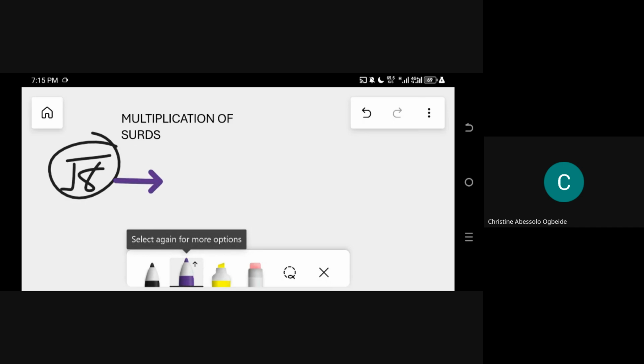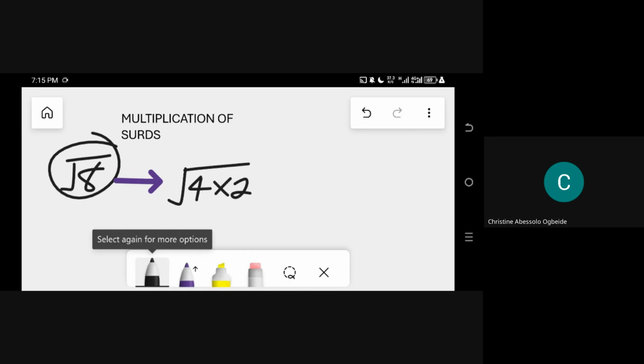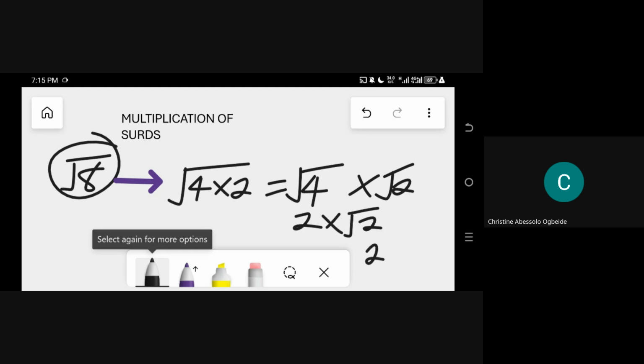When you simplify the square root of 8 further, you are supposed to have 4 times 2. So you can see the perfect square within it, which is 4. Then separating this would be square root of 4 times square root of 2. Square root of 4 is 2, times square root of 2, and then you have 2 root 2 as the answer. So this is just a quick revision of the basic simplification, what to do.